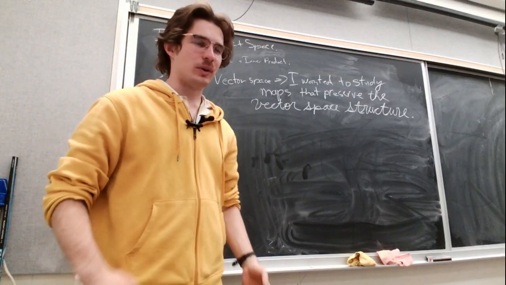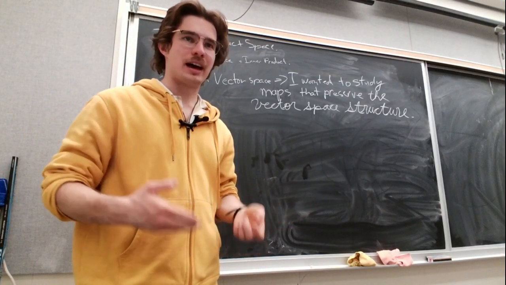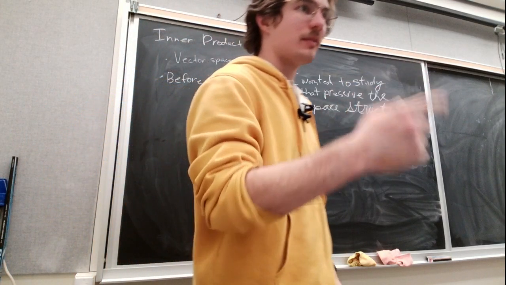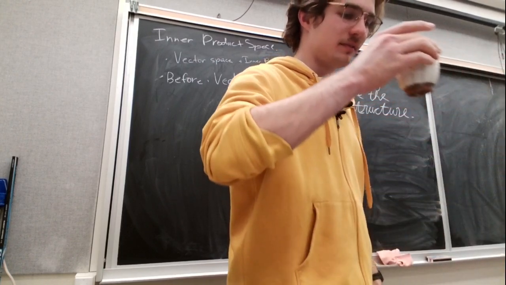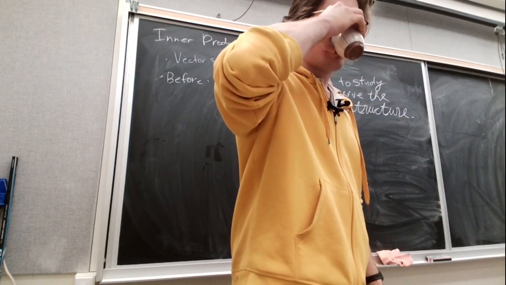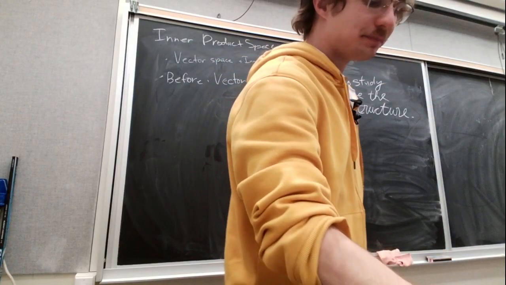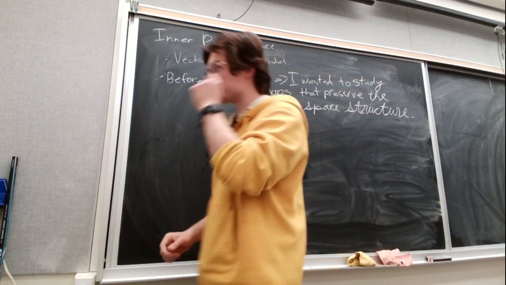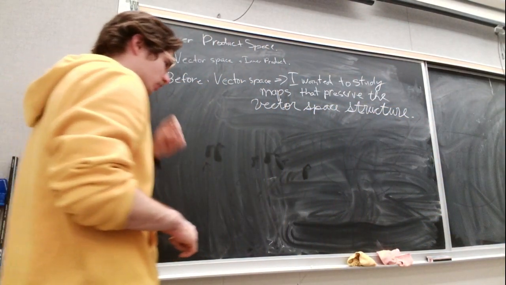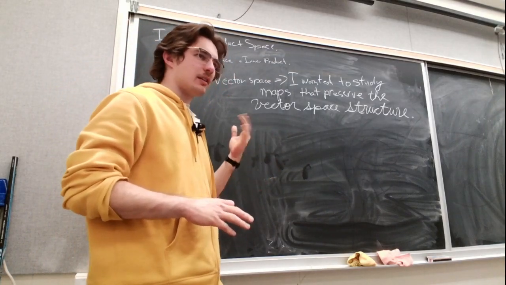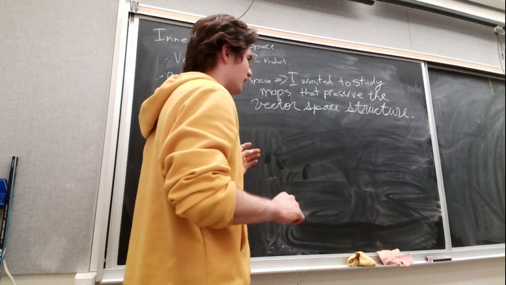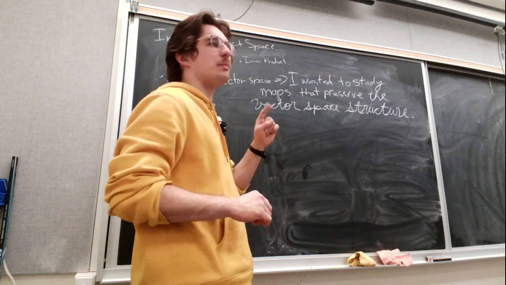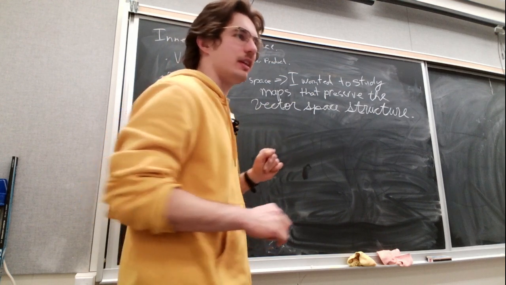Okay. So now we have an inner product space. So now I want to study what kind of map? A map that preserves the inner product space structure. Very good. That's exactly right. And actually, let's make it a little bit simpler for me, because I didn't prepare. We're going to study maps from the vector space to itself that preserve the inner product structure.